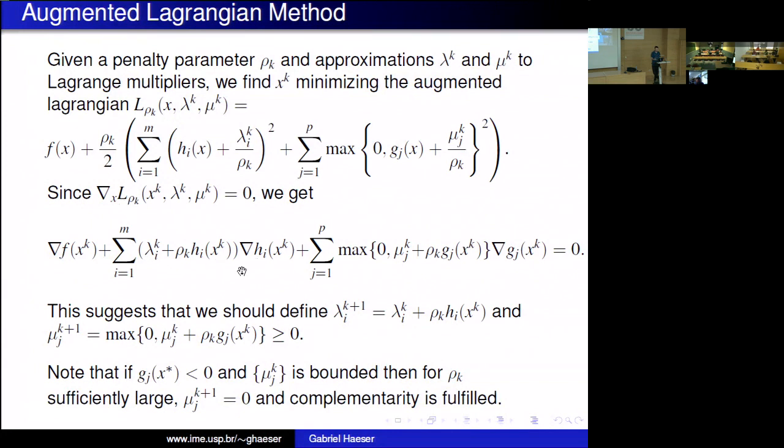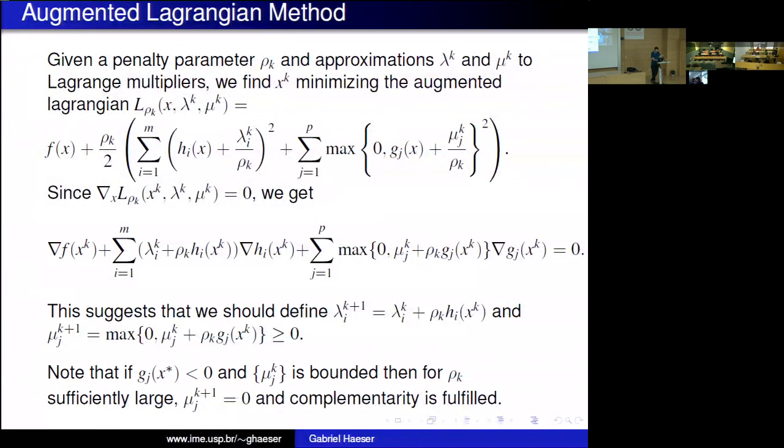So what we can do now is to use this as your new approximation for the Lagrange multiplier. You can't use it on the previous iteration, but you use this value for the next iteration. So this is how we update the Lagrange multipliers in each iteration. So lambda k plus 1 is given by this formula, and mu k plus 1 is given by this formula. Note that this is always non-negative. It's the maximum of 0 and something, so it's non-negative.